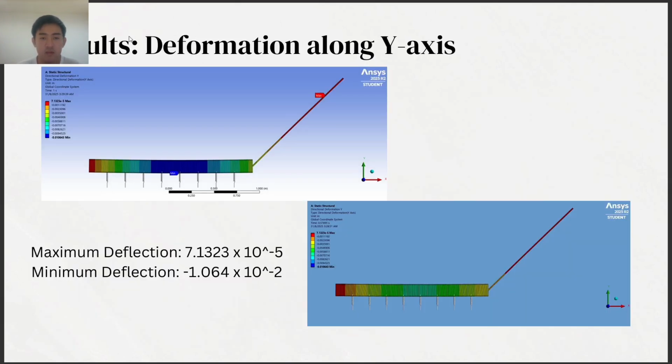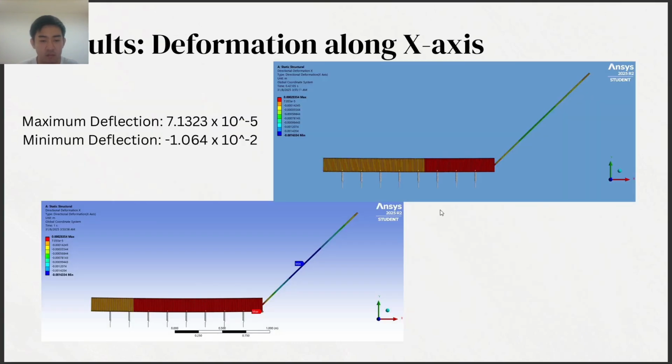The results for the deformation along the y-axis are shown here with the maximum deflection and minimum deflection values displayed. This is the same for the deformation along the x-axis with the values shown here on your left.